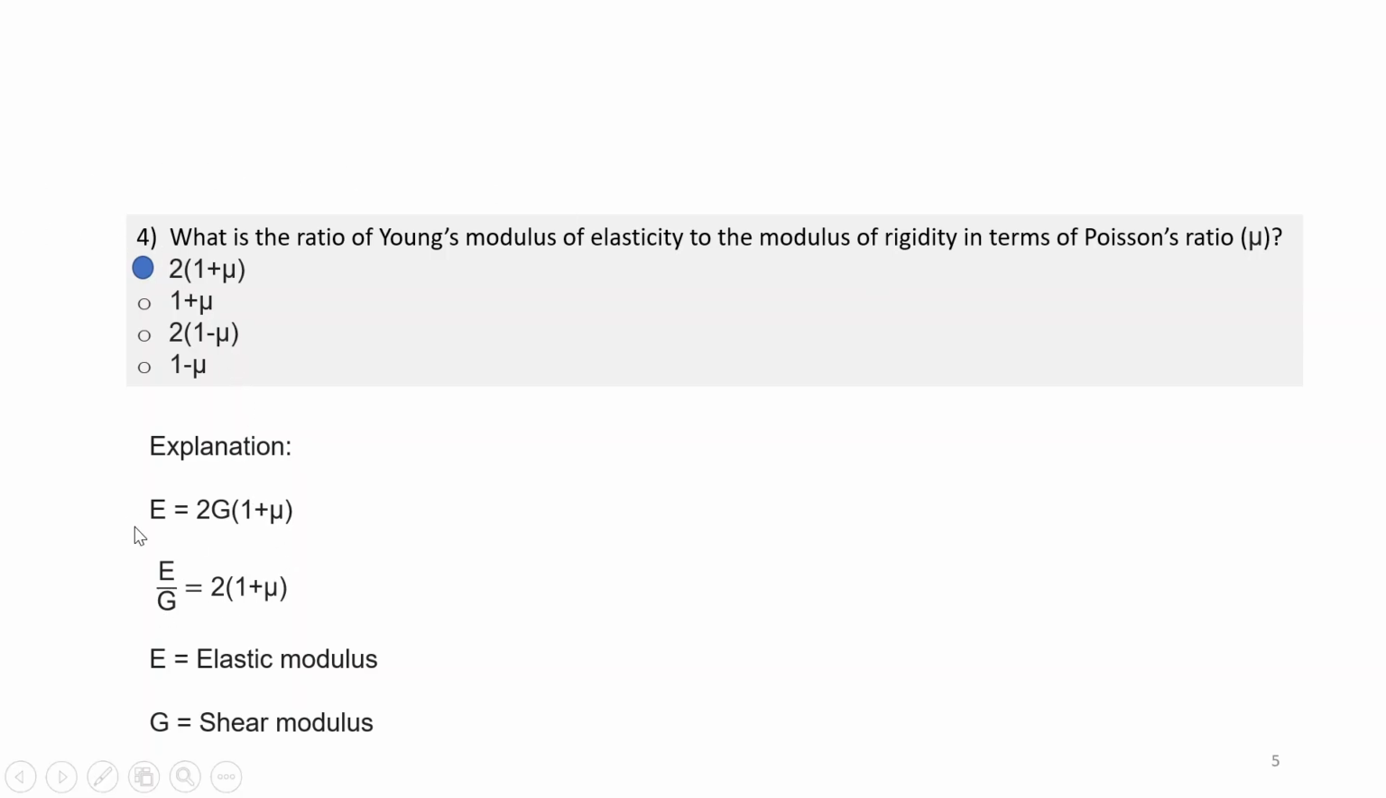In your lecture notes also you are told the relation between E and G is E equals 2 times G times (1 plus mu). So if you want to find the ratio, E divided by G will be 2 times (1 plus mu). You can be asked various numericals based on this as well. For example, you can be given values of elastic modulus and Poisson's ratio, and you can find the shear modulus.